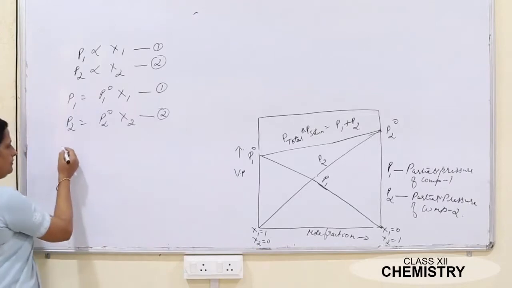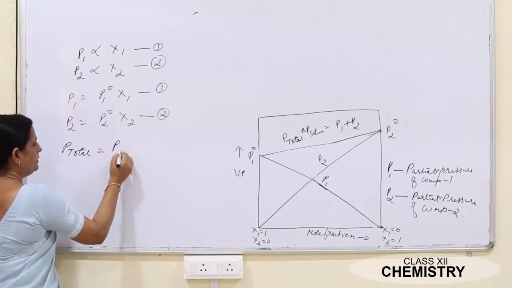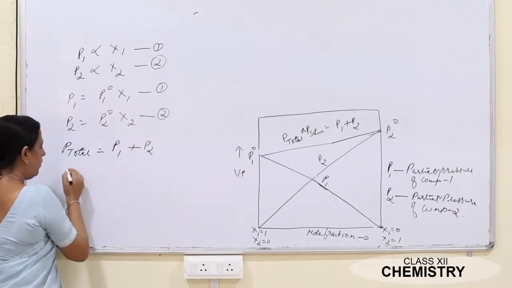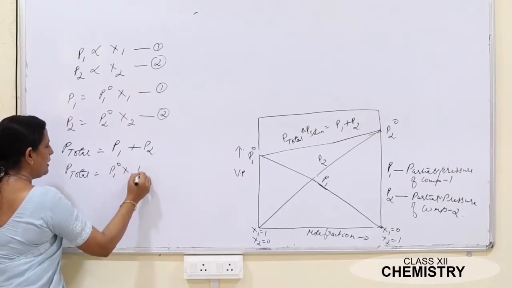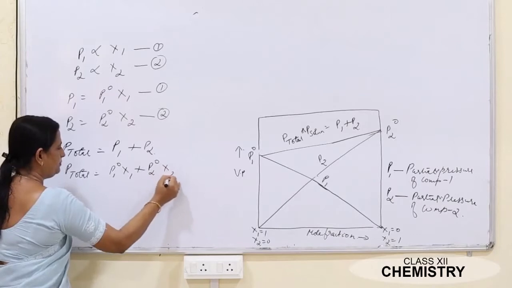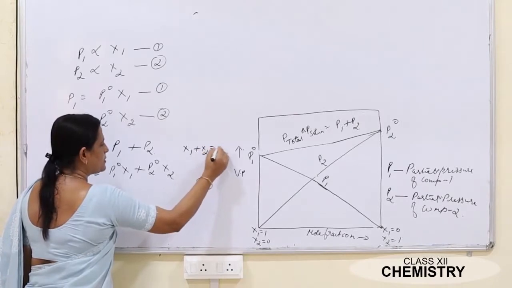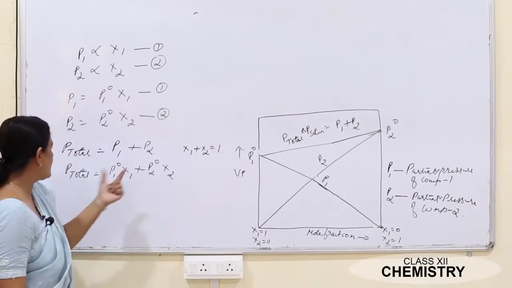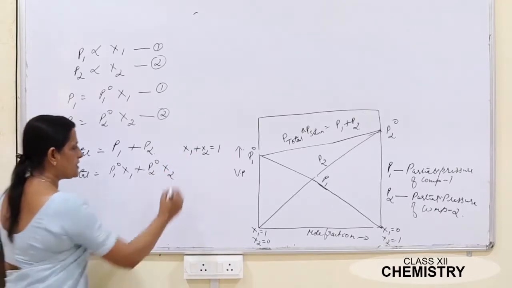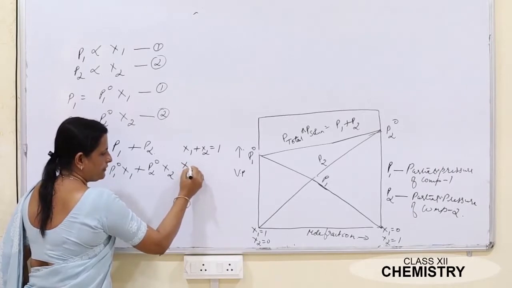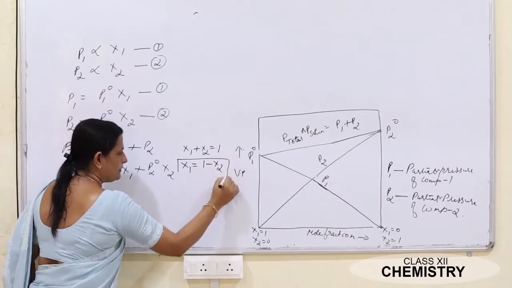So we can write here P total is equal to P1 plus P2, or P total is equal to P1 naught x1 plus P2 naught x2. Now, x1 plus x2 is equal to 1. So you can express the mole fraction with respect to either component 1 or component 2. I am just going to express it this way: mole fraction of component 1 is equal to 1 minus x2. Why I am going to take it this way, I will explain later.